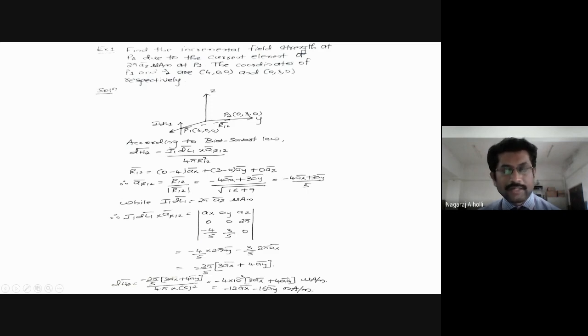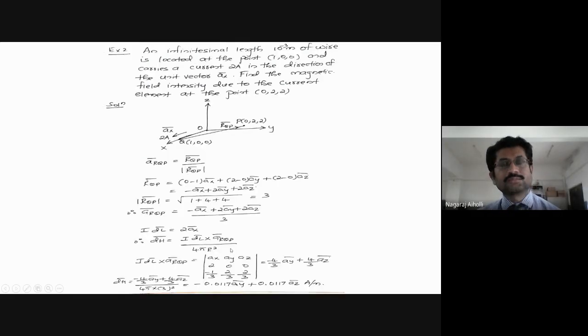Yes? Everybody have noted down till the last step? Last step, have you all noted down? The dH2 bar equation. Yes, sir. Right. Let us move on to the second example. Try to solve it on your own.